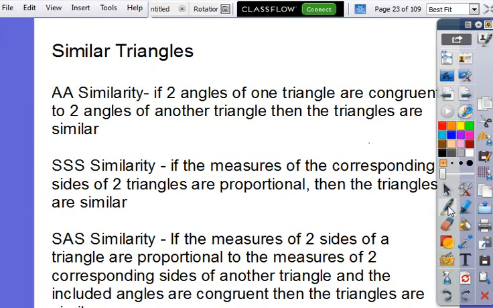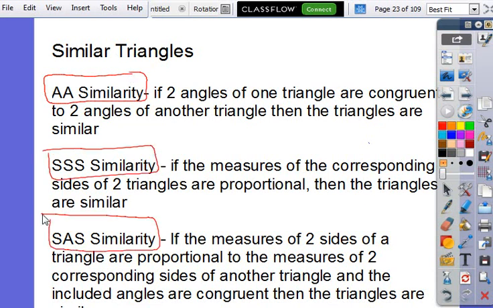All right. Similar triangles, you have 3 rules. Angle, angle. Now this is different than the congruent stuff we did the other day on the proofs. Angle, angle. If 2 angles match, the triangles are similar. Go back, what does similar mean? Same shape, different size. So if you have two angles the same, the triangles are the same as far as similar figures go.